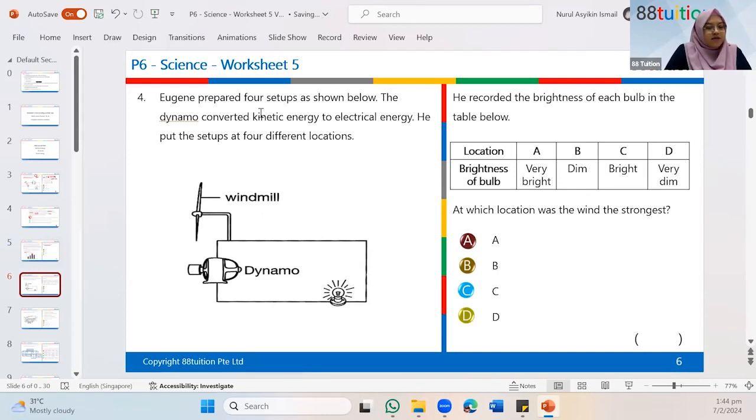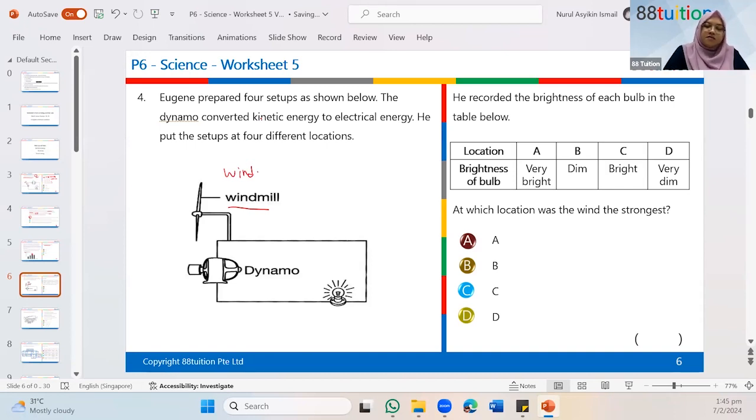Eugene prepared 4 setups. The dynamo, again, there's the word dynamo here, converted kinetic energy to electrical energy. He put the setups at 4 locations. But this kinetic energy, from where did it come from? Previously, it was from running water. Running water got movement, right? So got kinetic energy. Over here, it's not about running water anymore. They have a windmill. So the source of kinetic energy here must be the wind that is giving you that kinetic energy you need at the start.